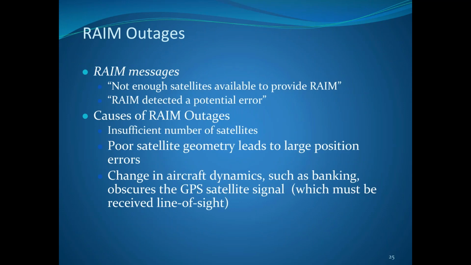RAIM outages. If you're not receiving a good enough signal or you don't have enough satellites in a given area, these are the error messages. There are a couple causes of these outages. Like I said before, an insufficient number of satellites, and poor satellite geometry leads to larger position errors. Changes in aircraft dynamics, such as banking, can obscure the GPS satellite signal, which must be received in line of sight.